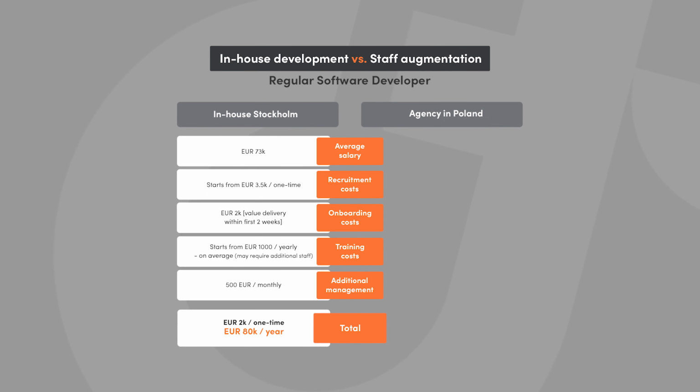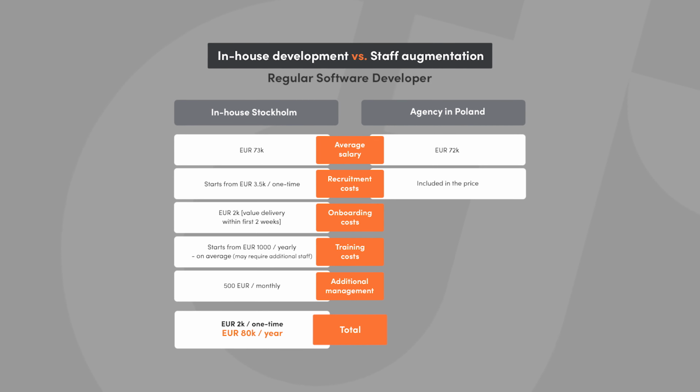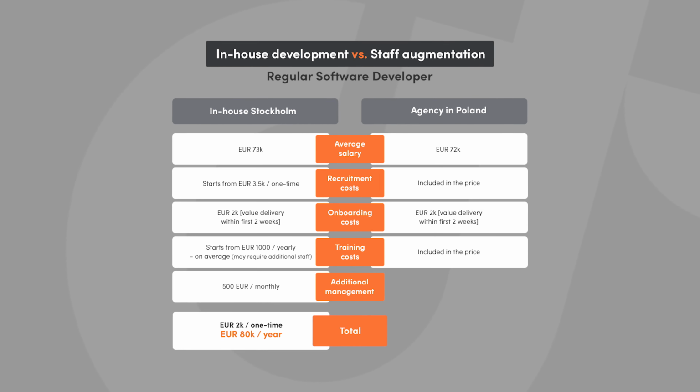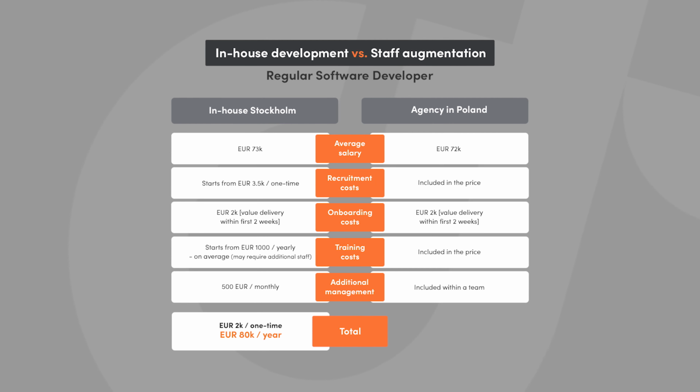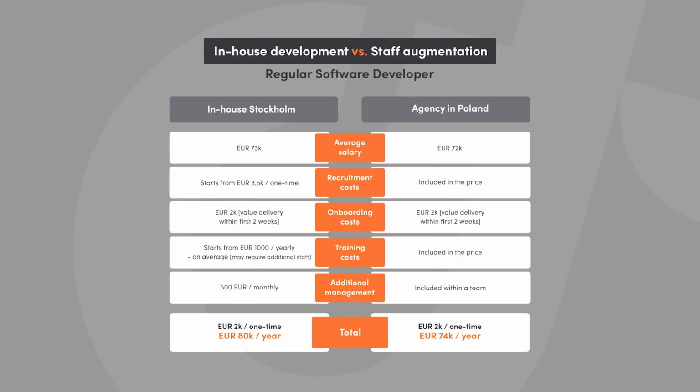Compared to the agency in Poland, the average salary is 72,000 euro. Recruitment costs are included in the price, onboarding 2,000 euro, training is included in the price, and additional management is also included. This gives you a total of 74,000 euro a year.